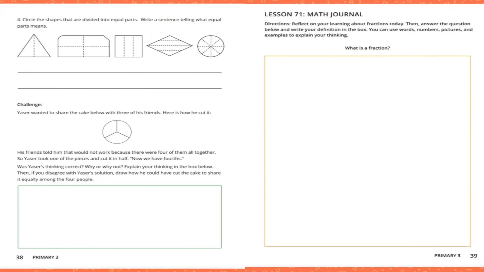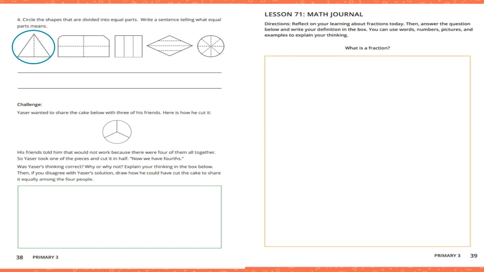Question number 4. Circle the shapes that are divided into equal parts. Write a sentence telling what equal parts mean. Now, the first shape, this triangle, is divided into equal parts? Yes, so I will circle it. The second shape is divided into equal parts? No, focus here. This part is not like this, and this part is not like this. So it's not divided into equal parts.